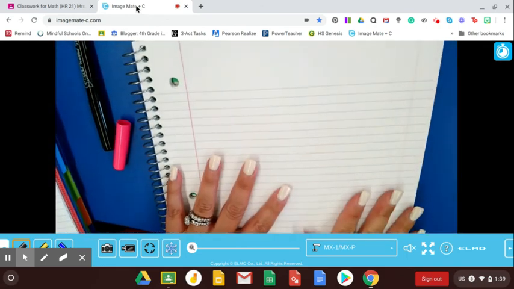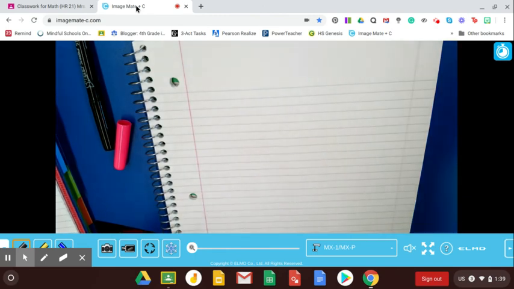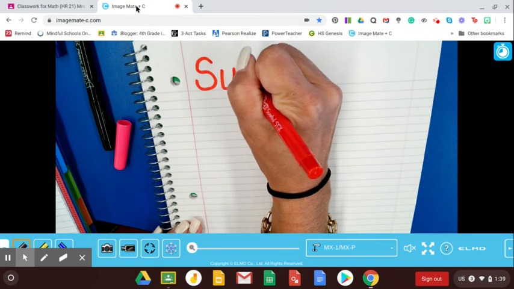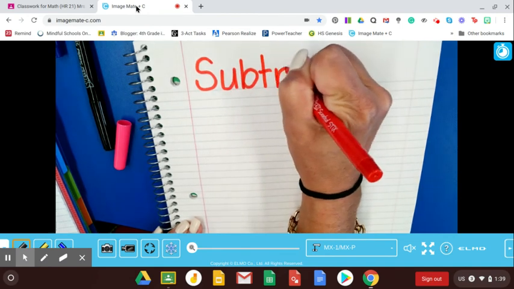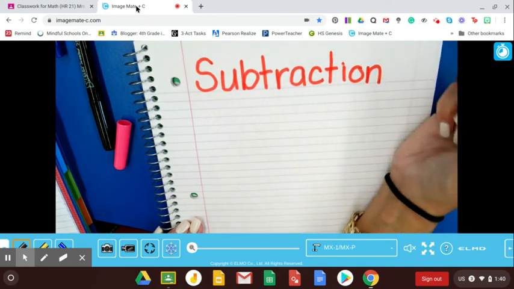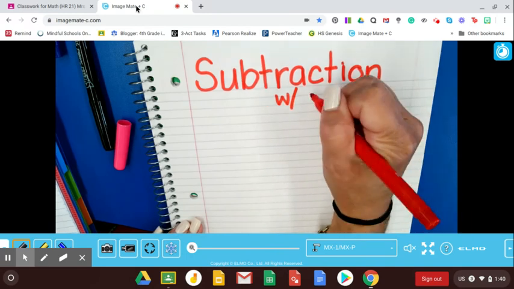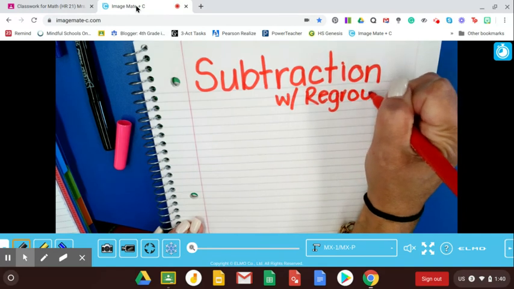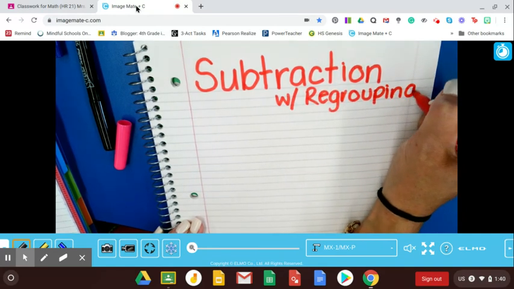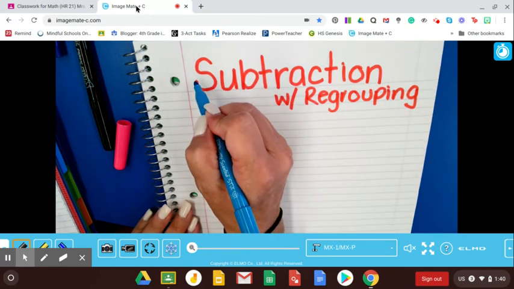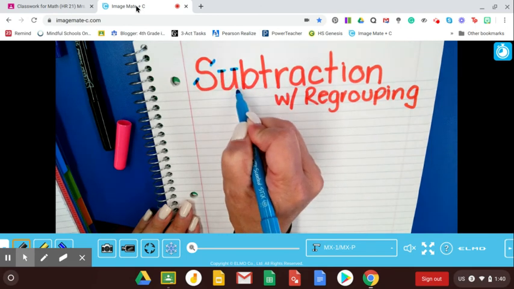So we're going to go to the next page, and we are going to write a title at the top, and we're going to write subtraction with regrouping. It's a little symbol for with. Subtraction with regrouping. And if you want, you can make your words a little fancy.